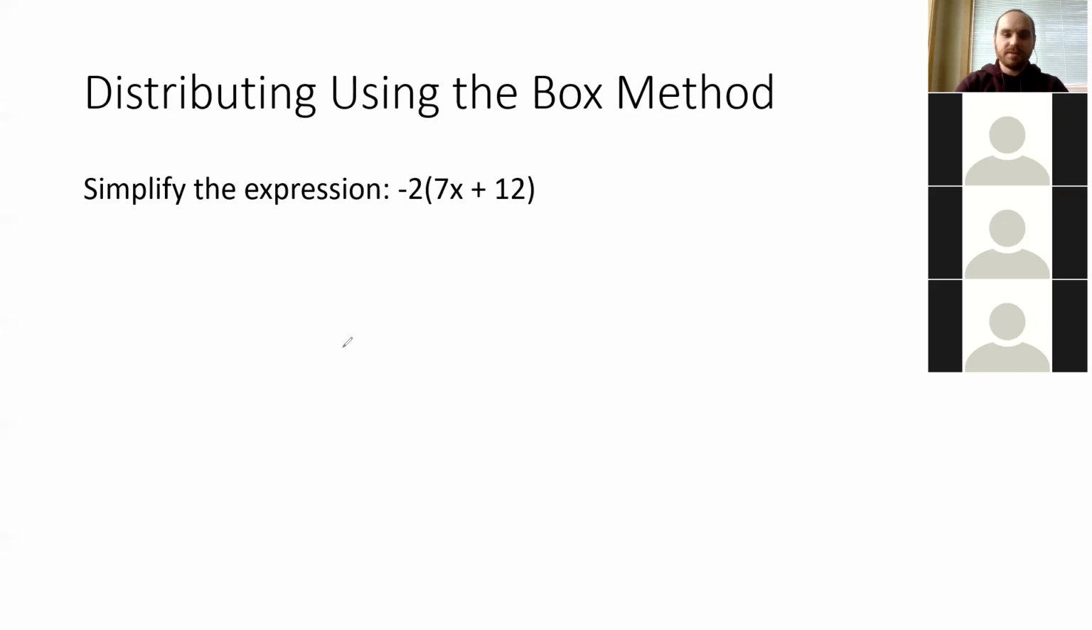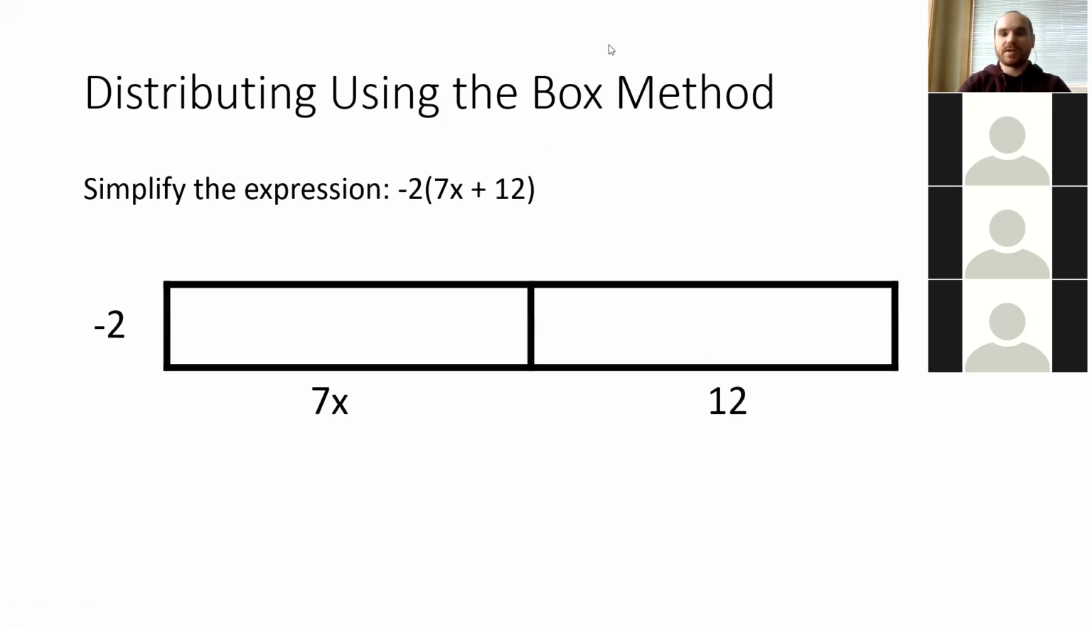Okay, next up, we've got -2 times 7x plus 12. So once again, we're going to want to make our little box. We have a -2 over here. We have a 7x. We have a 12. Make our little boxes, and then we're going to fill those in. What's going to be in this first box? What's -2 times 7x? -14x.